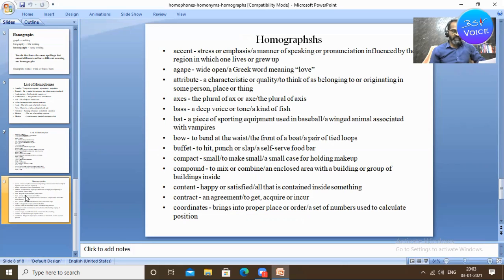In the above examples, the spelling is the same but the pronunciation and meanings are different. We can understand how this works. Some of them I shared with you. You can say accent, accent, you can use it as both. Only one word I have given here, but I have given two meanings: accent as stress or emphasis, for example in any language where you take that accent.